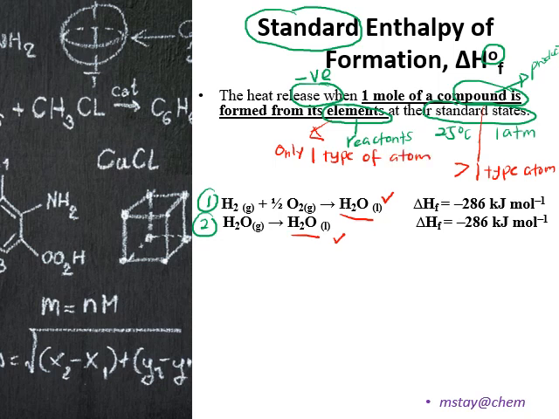When we look at the first thermochemical equation, even though there are two reactants, both reactants are made up of one type of atom. Hydrogen is an element, oxygen is also an element. So the first thermochemical equation fulfills the definition for the enthalpy of formation. The other equation, equation 2, has H2O consisting of more than one type of atom, so H2O is a compound. Therefore, the second thermochemical equation does not fulfill the definition of enthalpy of formation.